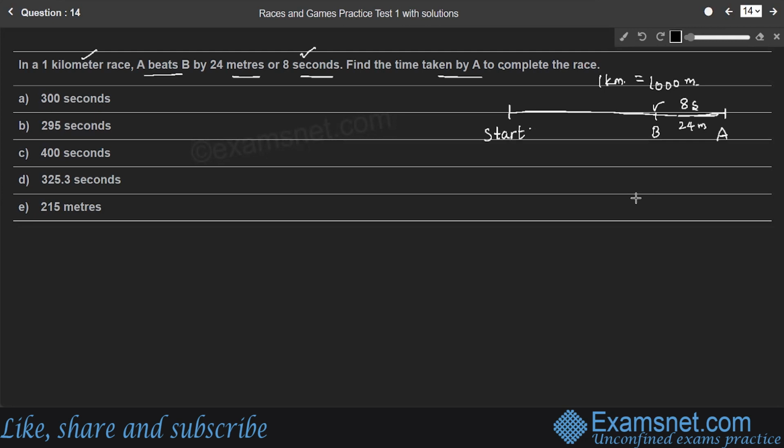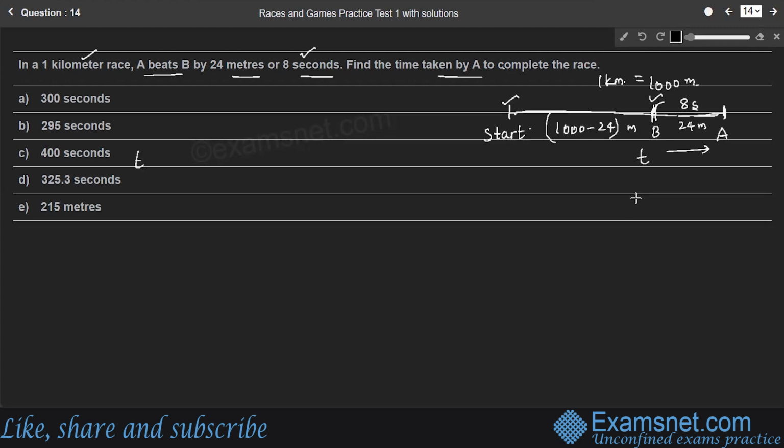So here, the time taken by A to complete the race: from the starting point to the destination, what is the time taken by A? It is nothing but the time taken by B to reach 1000 minus 24 meters. The distance from the starting point to B's position becomes 1000 minus 24 meters, right? So B takes the same time T to reach there, and also A takes the same time to reach his destination, that is the 1 kilometer, right?